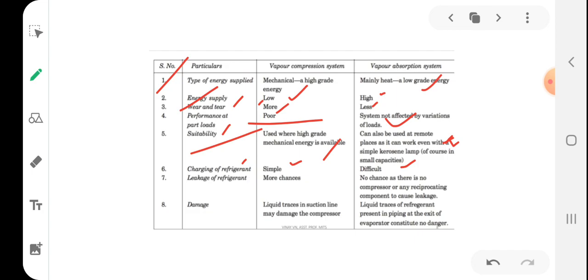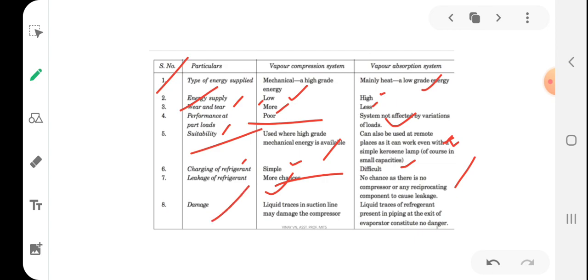Okay, and the seventh one is leakage of refrigerant. Chances for leakage are very high in a vapor compression system, and there is no such chance in a vapor absorption system, since there are no reciprocating or moving components in it. In vapor compression, since a compressor is there, a large pressure differential gets created, so chances of leakage will be very high.